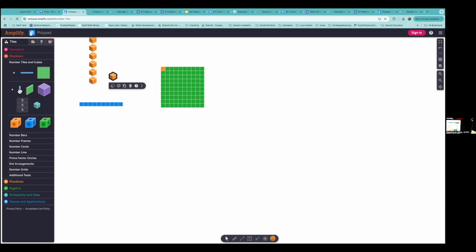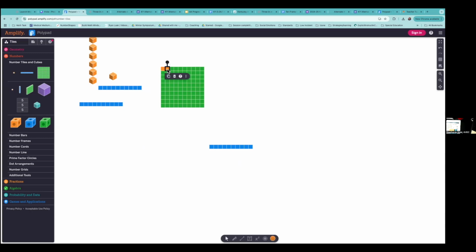Oh, these are too big. I need to go back to this one. I'm going to split. I'm having trouble moving these apart, but that's okay. It doesn't really want to split for me, so I'm just going to pull my little ones over.